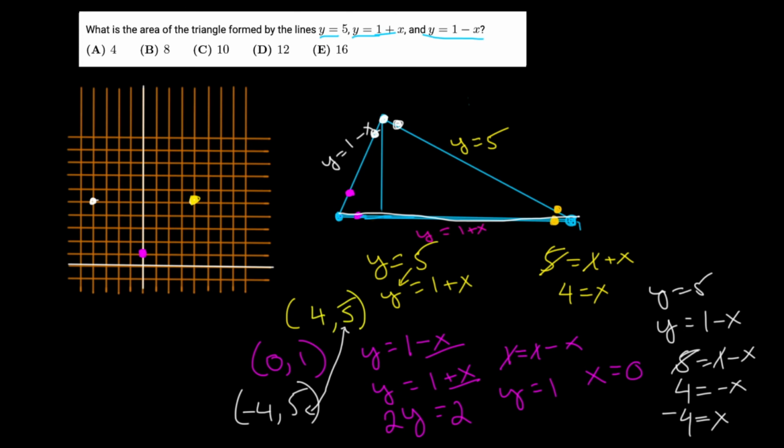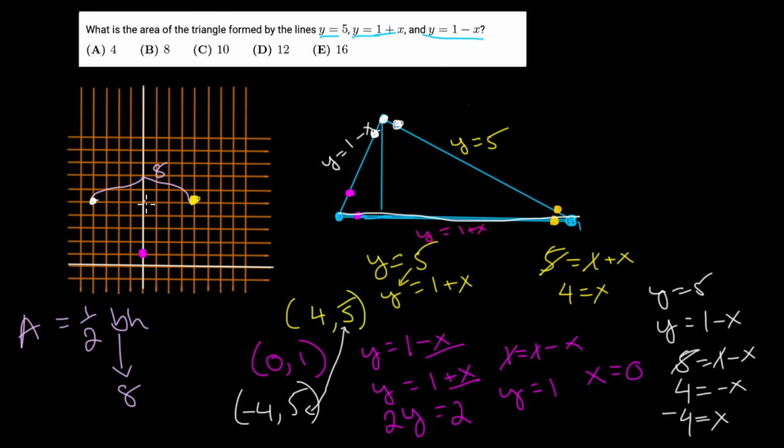Here, since this is a horizontal line, we don't even really have to use the distance formula. We just know that it goes up by 0 units and to the right or to the left by 8. So we know that this distance here is 8. So in our A is equal to half BH, we already know that our base is equal to 8.